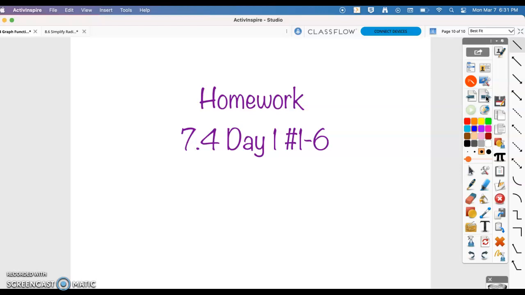Today's homework is 7.4 day 1, and you're going to do 1 through 6. Make sure you guys show your work. Use your time wisely. If you finish, the sub has an answer key, so you guys can check if you would like. If you finish, you can work on con.